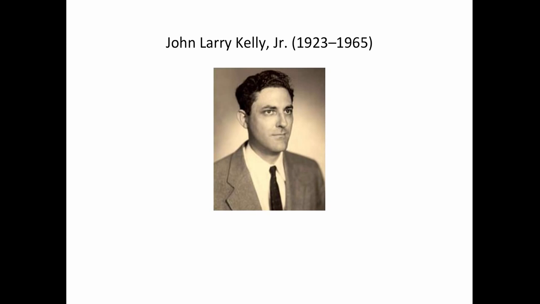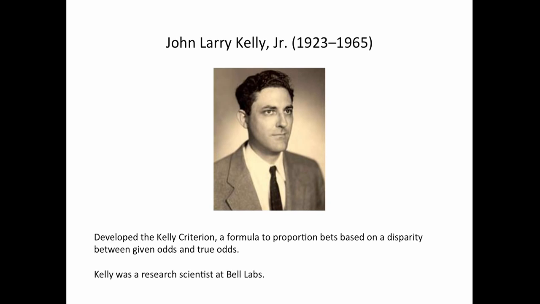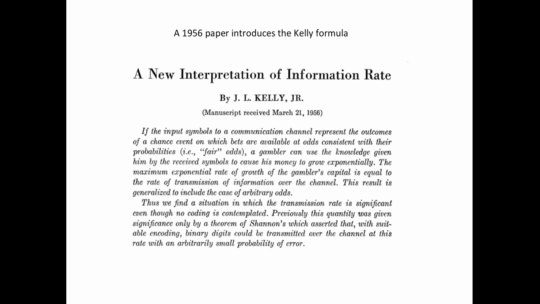So this is John Larry Kelly Jr. He lived from 1923 to 1965. And he developed what's called the Kelly criterion. It's a formula to proportion bets based on a disparity between given odds and what the true odds are. And Kelly was a research scientist at Bell Labs. This is a 1956 paper introduction that introduces the Kelly formula.